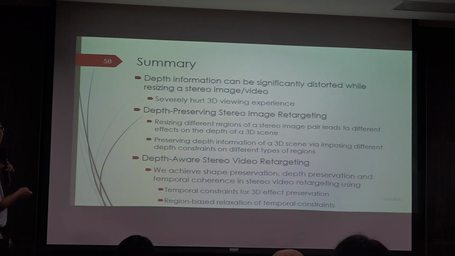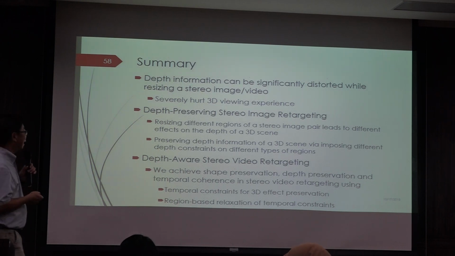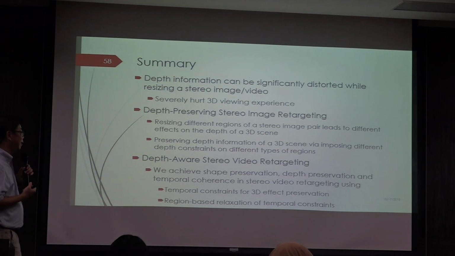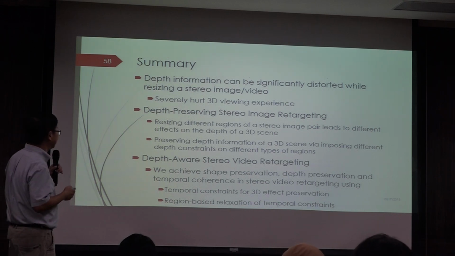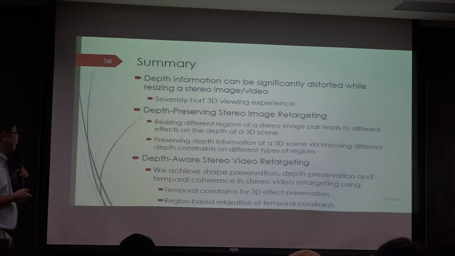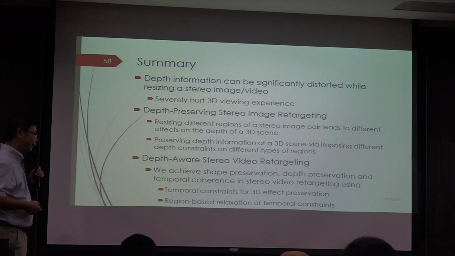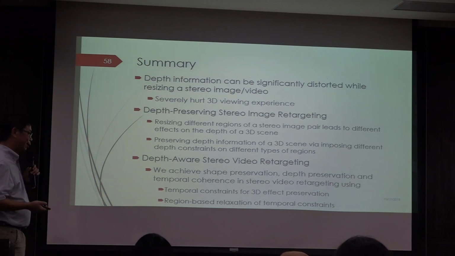So we summarize the talk. From our discussion, we can see that depth information can be significantly distorted when we resize stereo images or video. This kind of depth distortion will severely hurt the 3D viewing experience. This is why we cannot have a viewing experience at home as good as the experience at the theater.